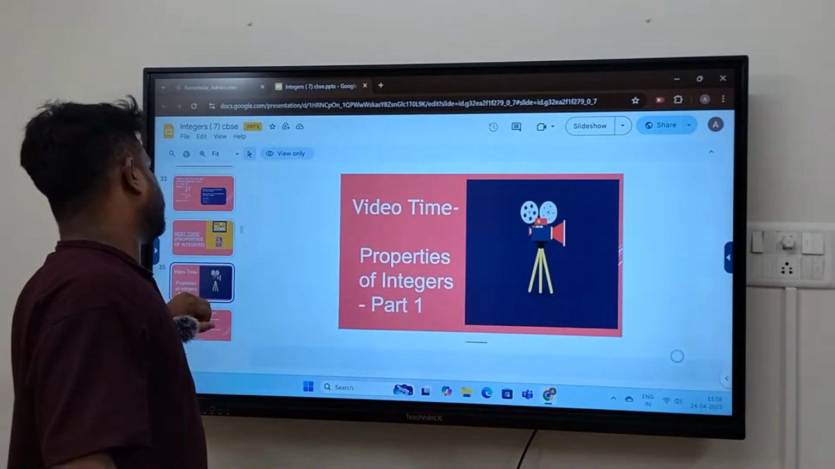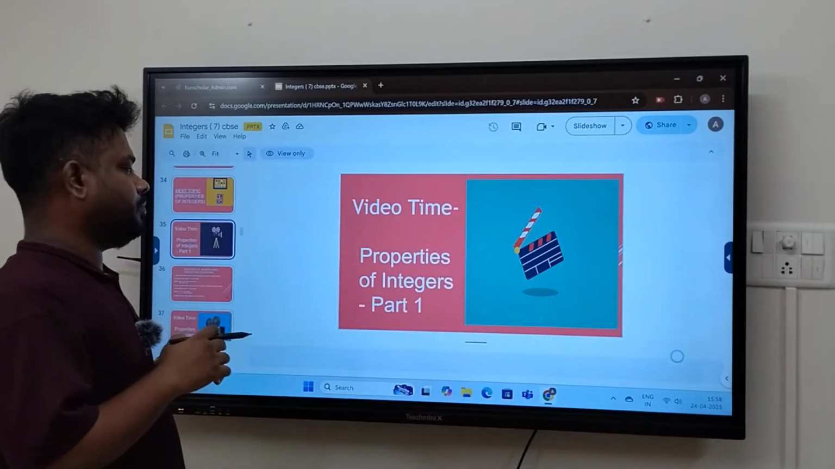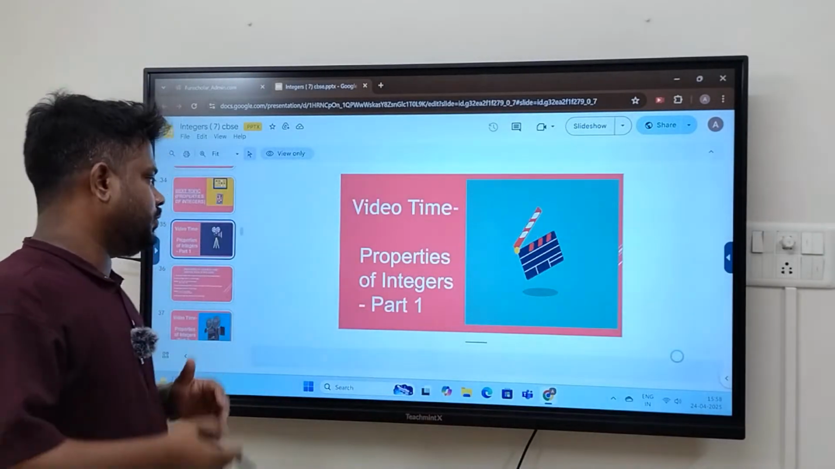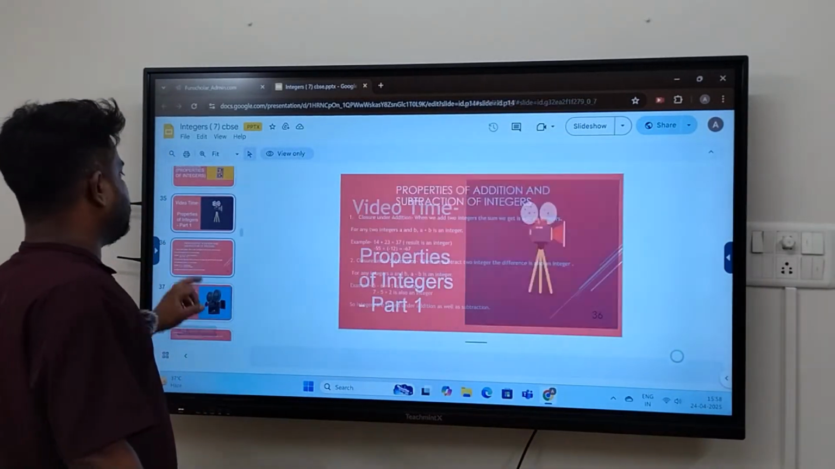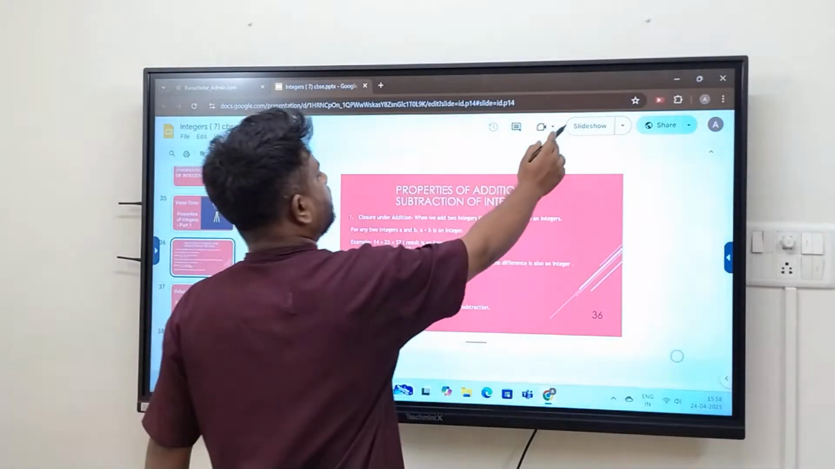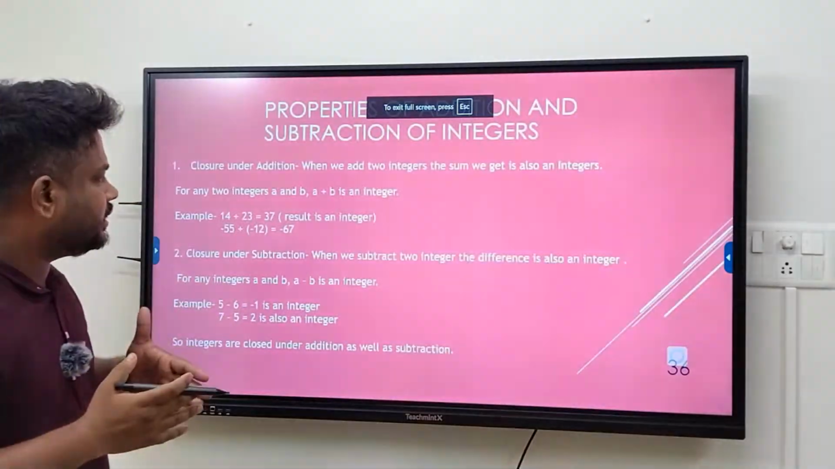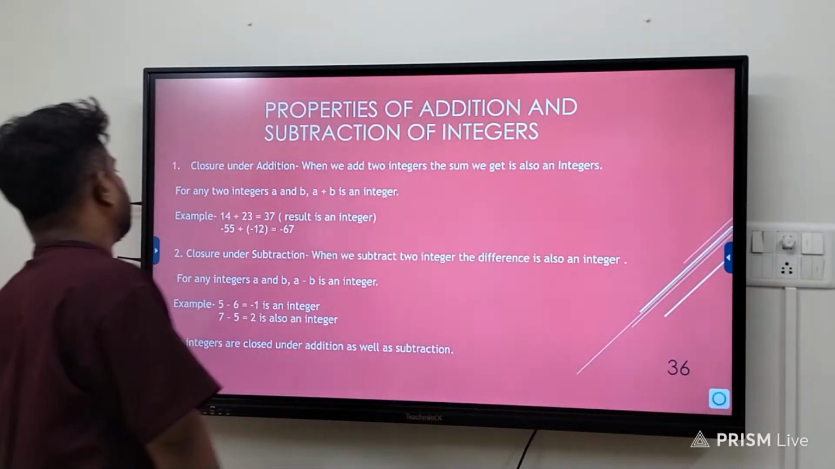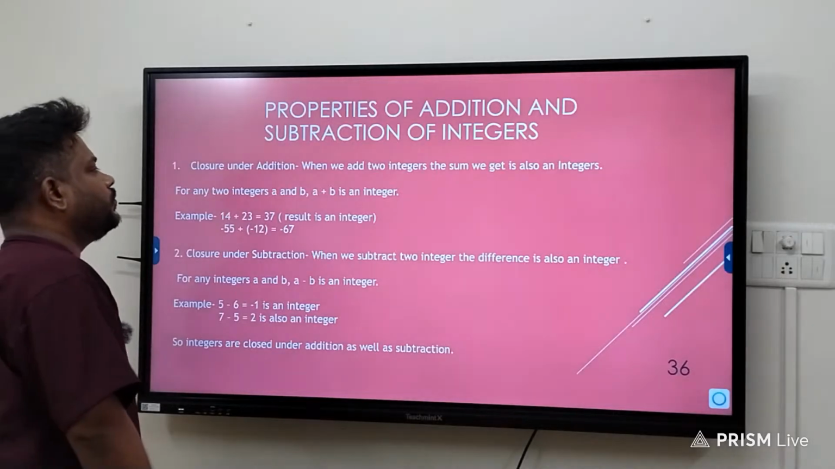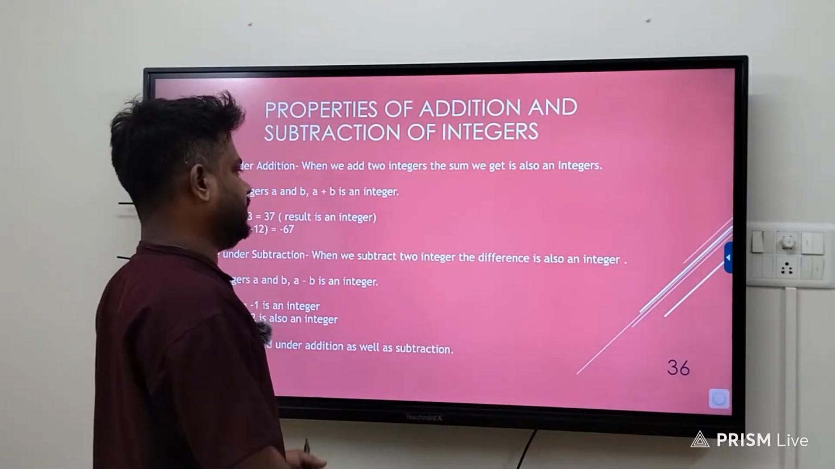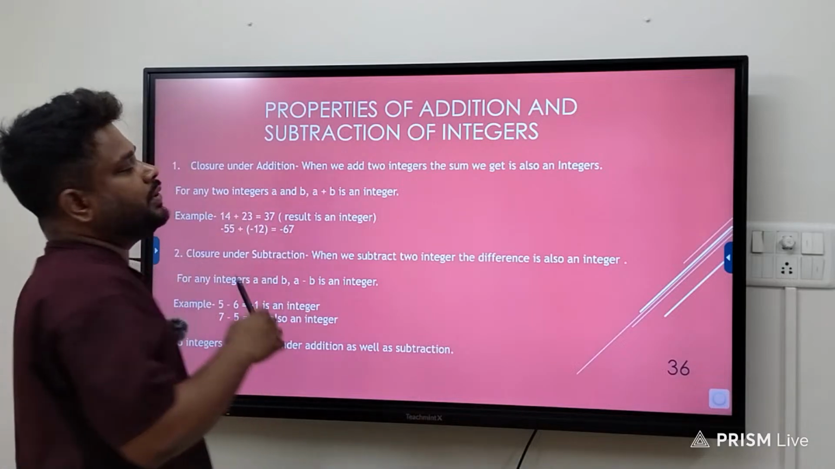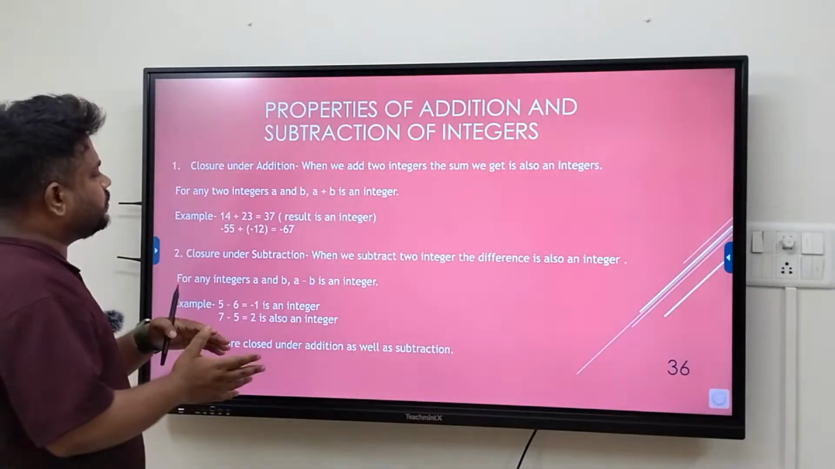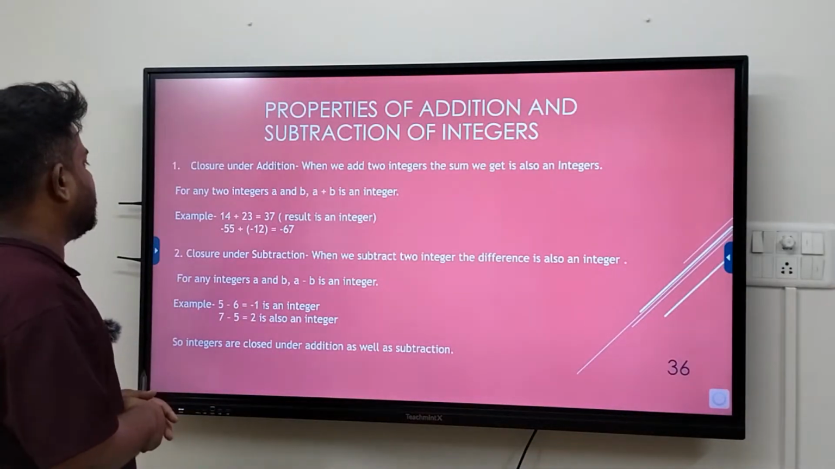I have told it before, and we have already watched the videos of properties of integers, which include closure, associative, commutative and distributive properties, and we have discussed it a little bit also. So let's learn it in detail. Okay, closure under addition. When we add two integers, the sum we get is also an integer. This is the closure property with respect to addition. But does this property also hold for subtraction as well?